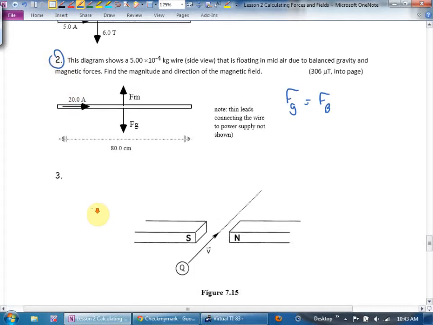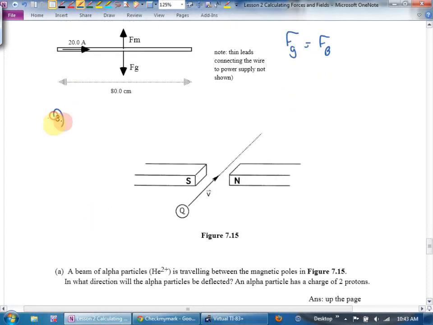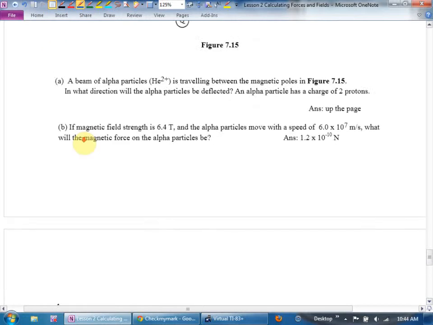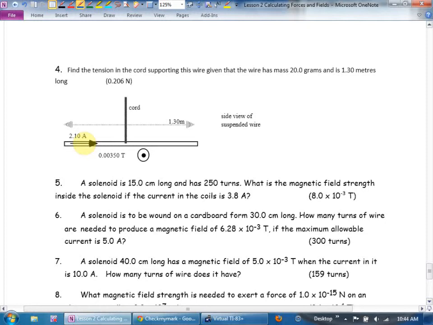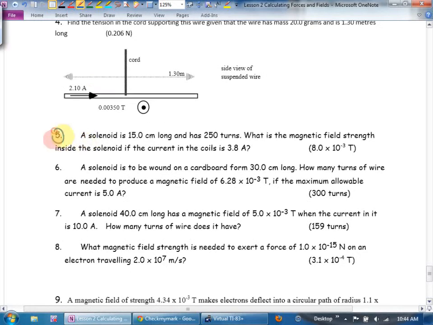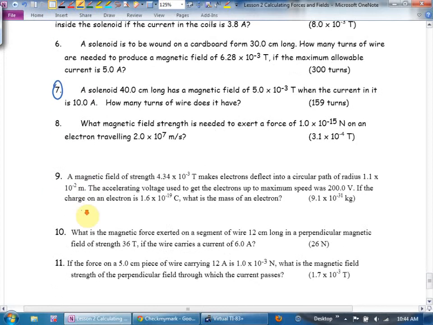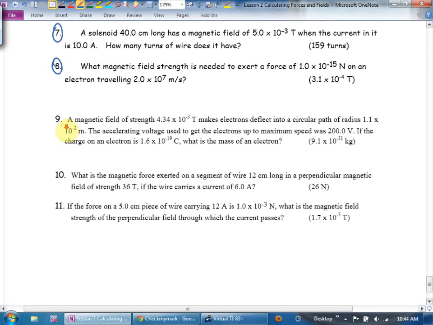Three. Five. Apparently number six is the same one that I did with you in your homework, so I guess I'm going to skip number six. Just notice that right now. Wow, that seems very familiar. If I hadn't said anything, though, some of you would have done it twice. Oh, well. Seven. Eight. Nine. Ten.